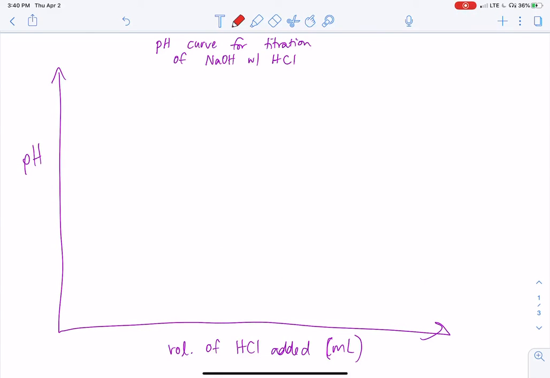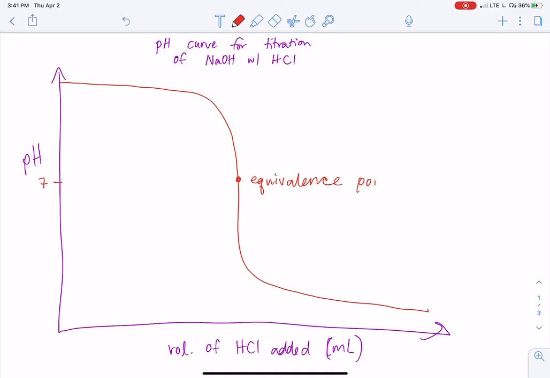It really should look like a reverse of the one that we just did. That's a little bit better. Okay, so we start out with a high pH because we have a base. Then as we get close to the equivalence point, we have this rapid decrease in pH. Midway down this drop is what we call the equivalence point. So if I just take a point midway down that drop, that would be at a pH of 7. That would be where equivalence is in this titration.